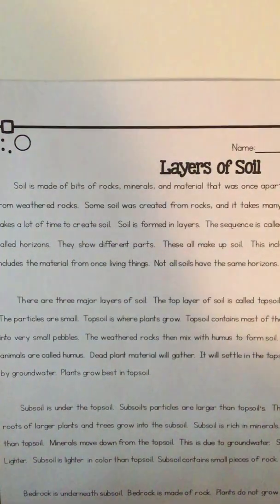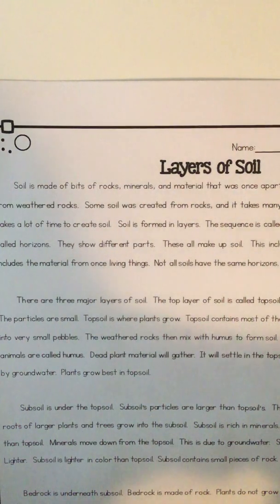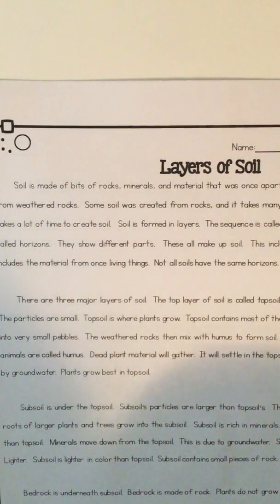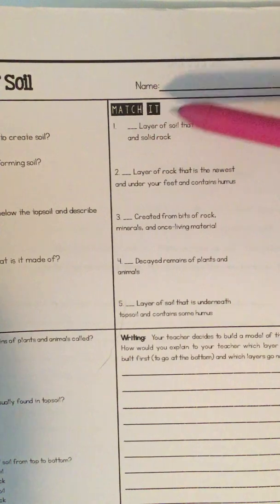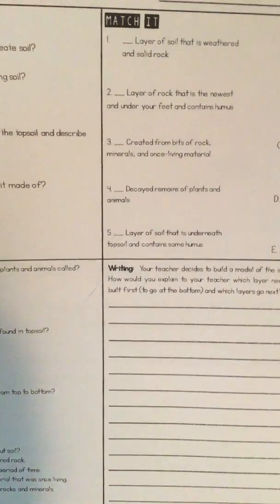Okay, today we're going to be reading about layers of the soil. You can either read this on your own or you can listen to me read it as you follow along. When you get done reading or listening, if you do not print this page out, you need to make sure that you number 1 through 10. Then for the next part, you need to write match it and 1 through 5. And then for the writing part, you need to identify each one of those parts, okay?